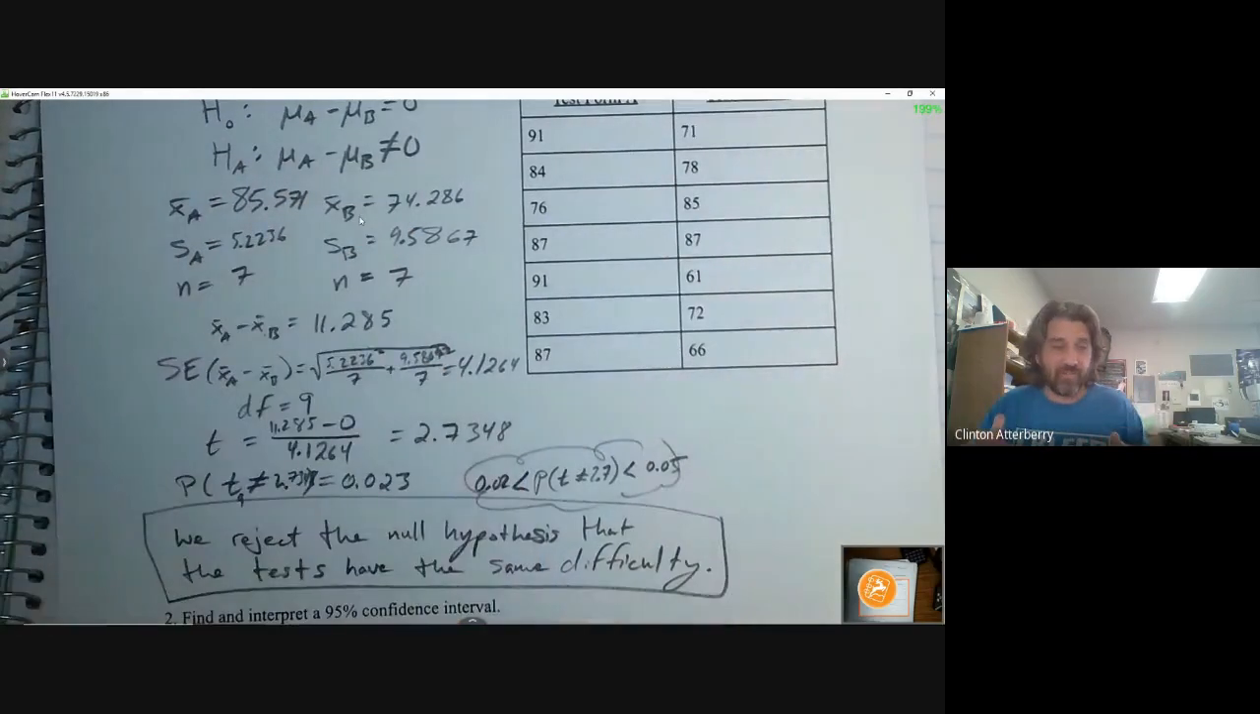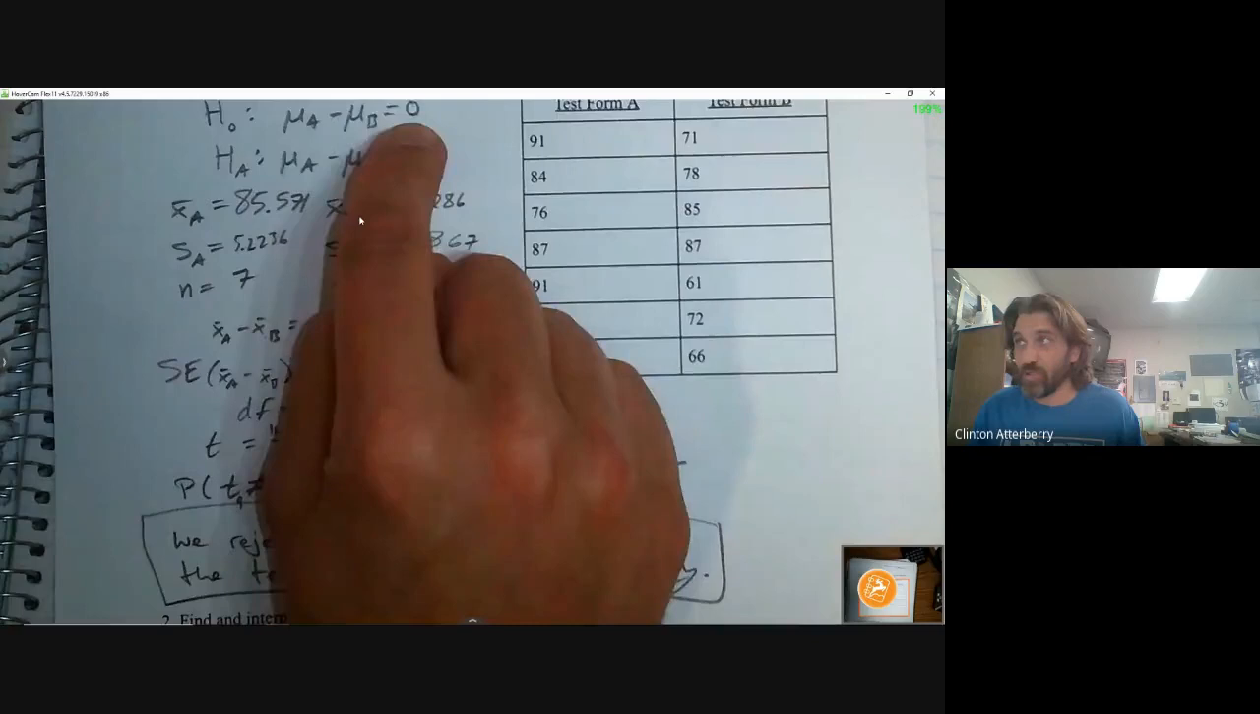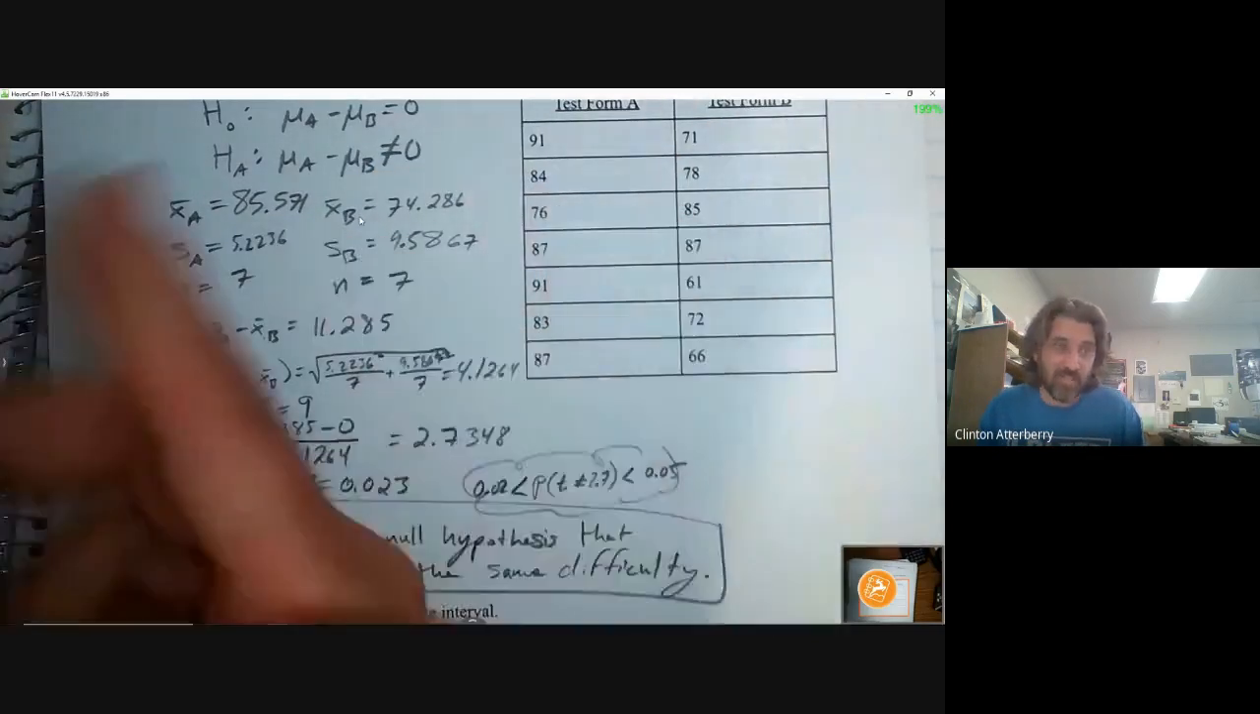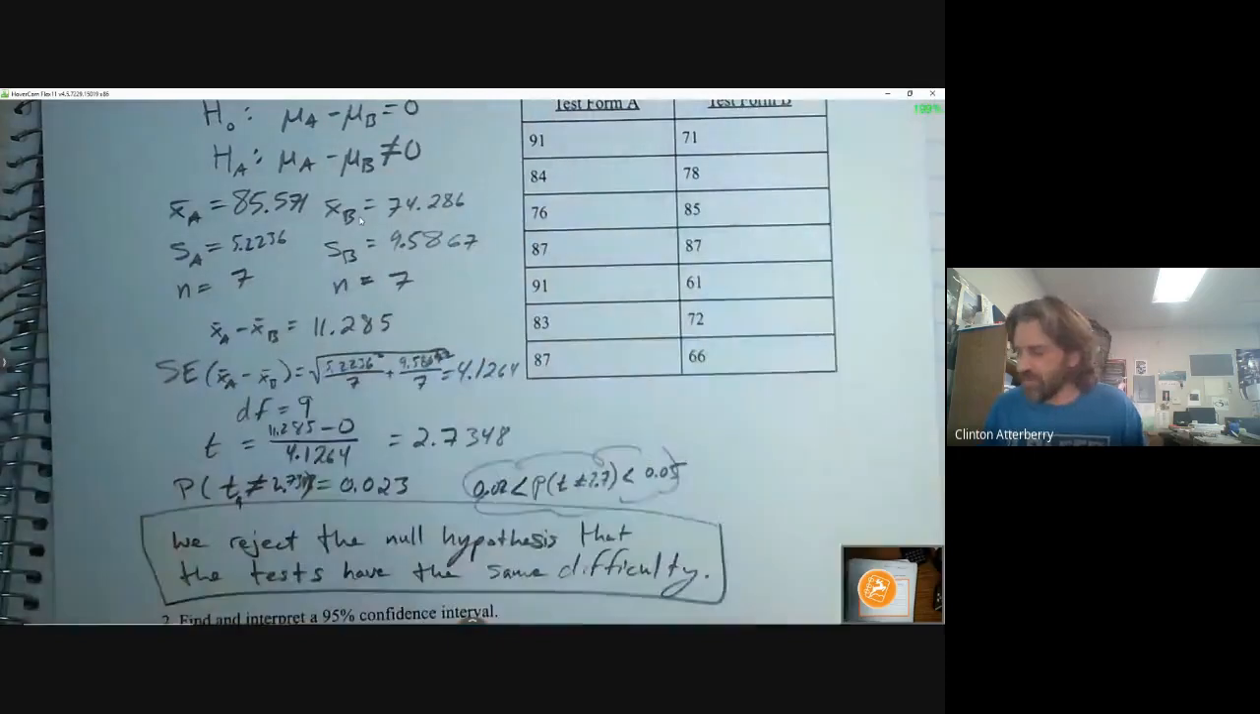when we subtract their difference, right? When we find the difference, we subtract the averages, we get 0. We're pretty sure that's not the case. It appears like test A just generally gets higher scores, easier, or test B is harder, however you want to see it.